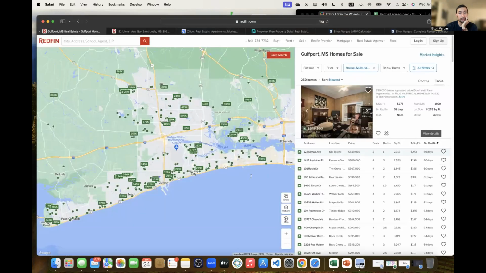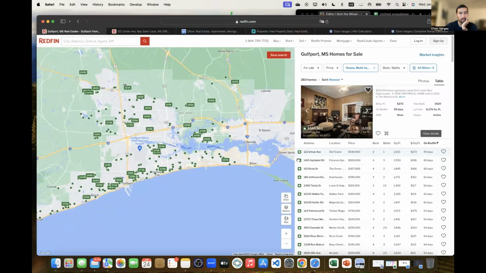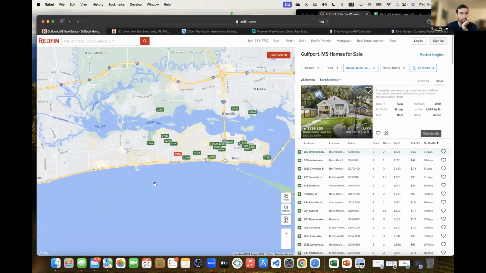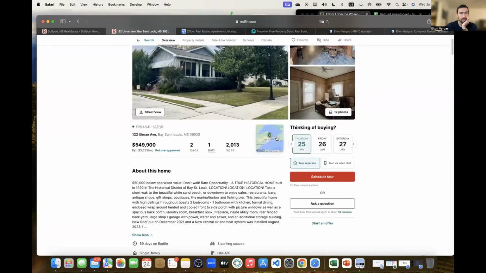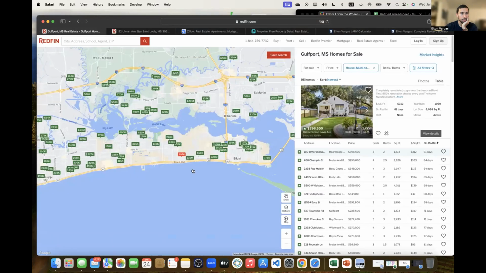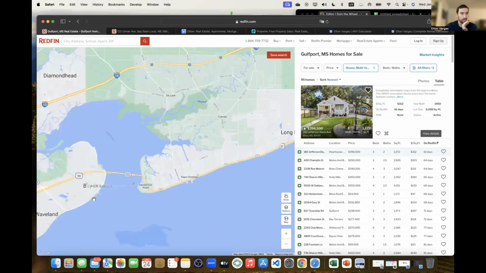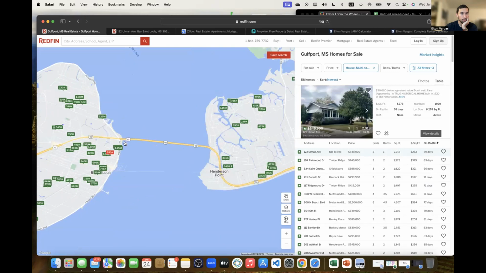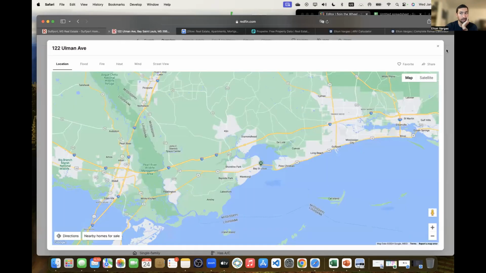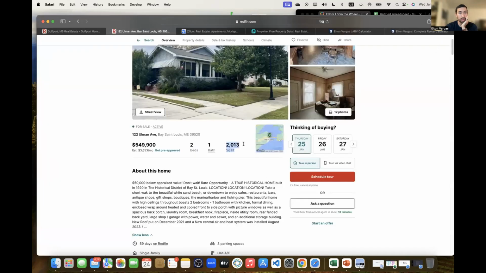But now let's analyze it. Where's it at? I think it's right over here. Wait, no, where's it at? Let me go back to this. Oh, it's on the other side. Oh, so this is a whole different area. So I'm seeing right here a $1 million home, 2,500. But again, I gotta confirm the square footage because 2013.